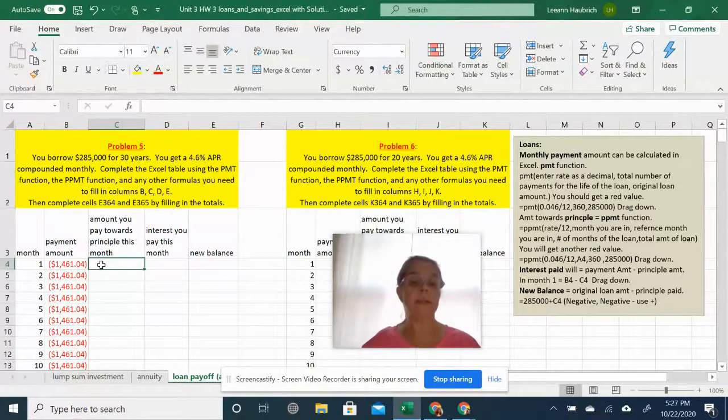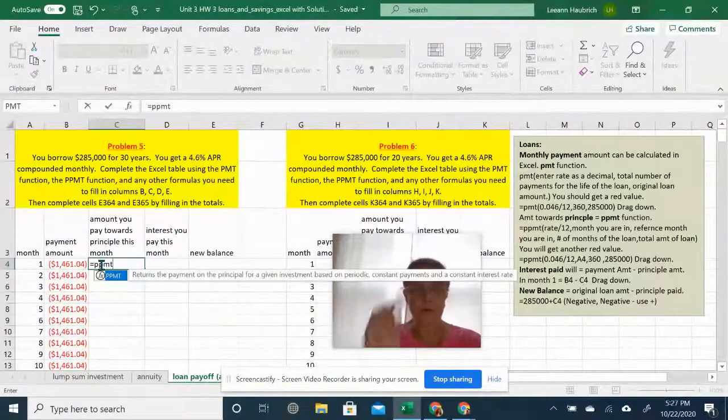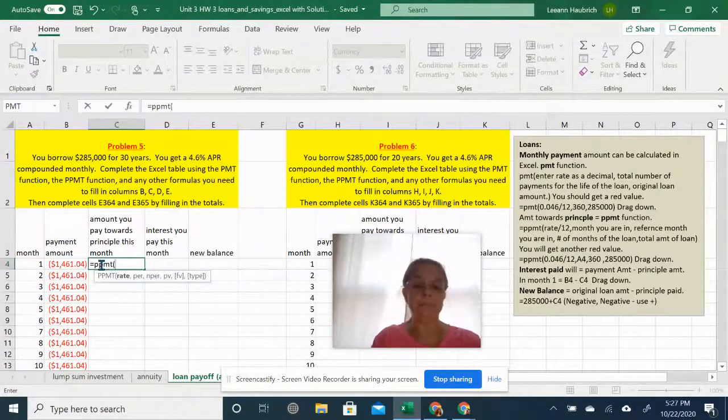So I'm going to start in here with the equal sign. And now it's the PPMT. I'm going to open up the parentheses. First thing is always the interest rate, 0.046, divide by 12, and then it says put a comma. The very next part, if I follow this out, is what month are we in? So I need to reference month 1. I go back to month 1, hit that cell. In this case, it's A4, put a comma.